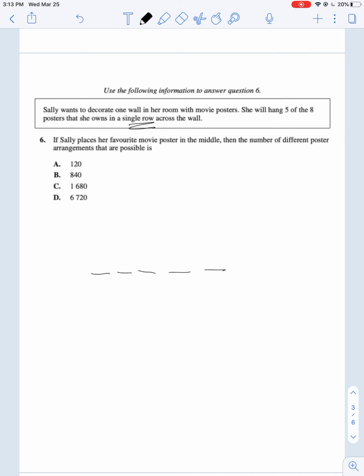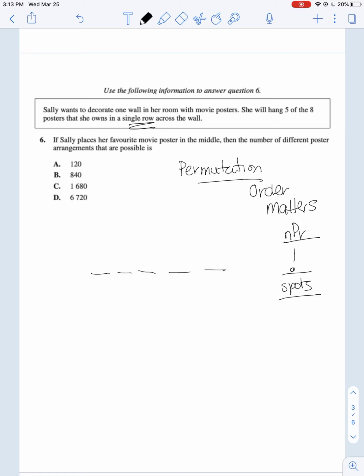Now, order matters whenever you are putting something in a row, so this one is a permutation question. So order matters in permutation. That's when we use the letters nPr, or we can use the factorial or spot. So those are different ways to show these permutation questions.